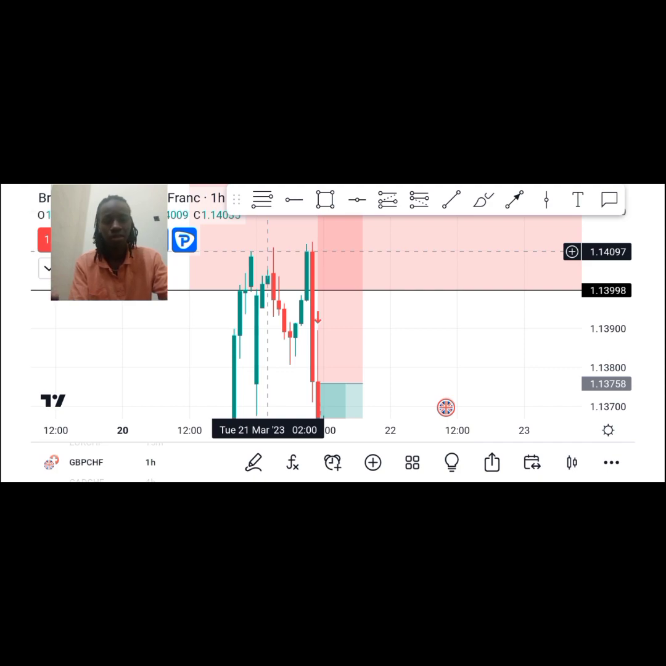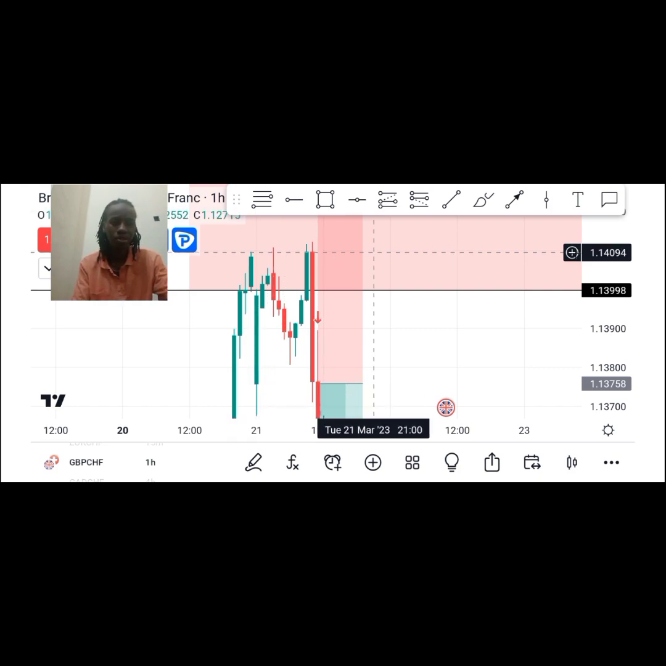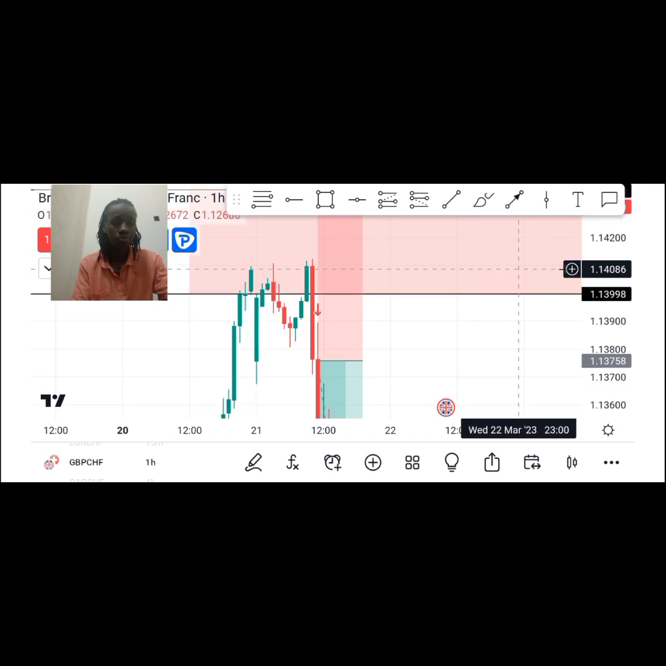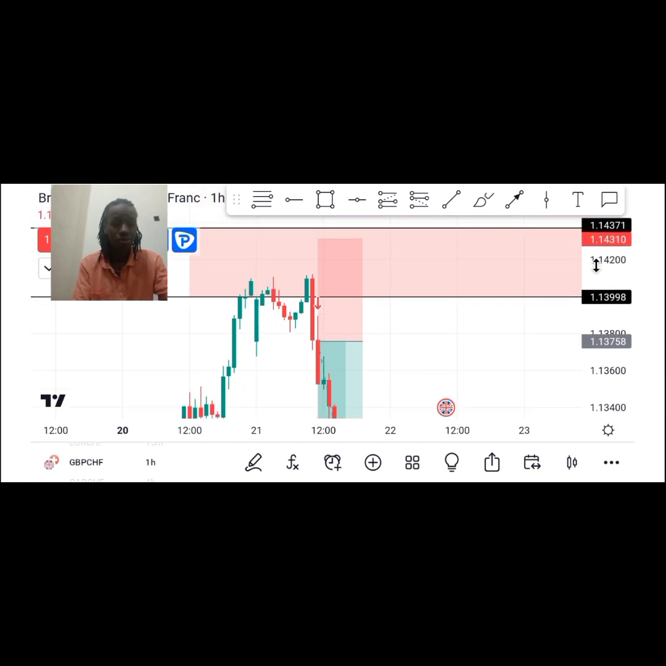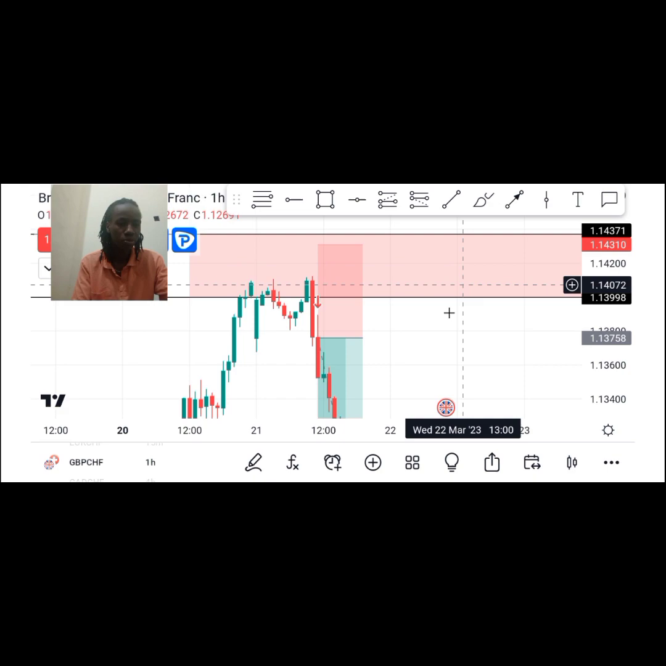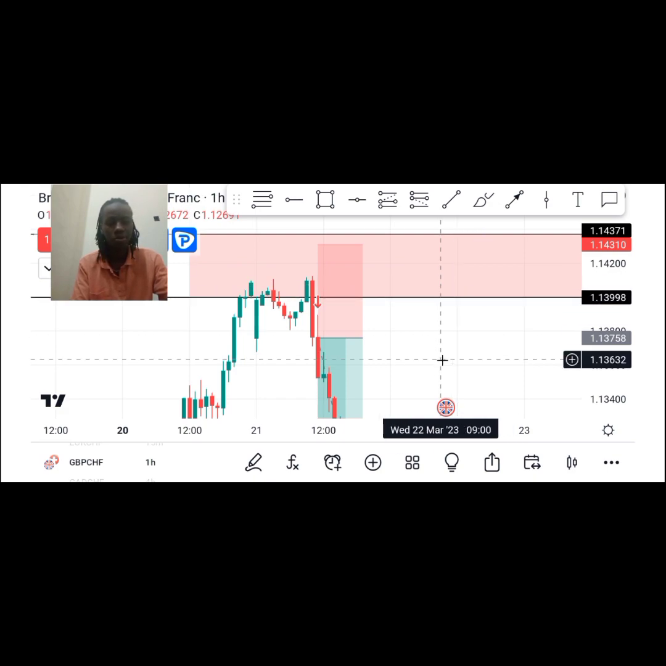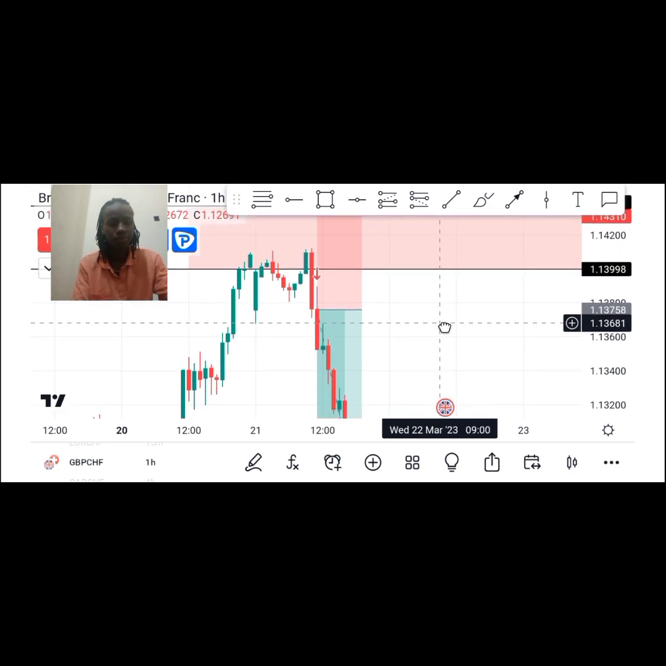So I have the way that I check my valid double tops, double bottoms, inverted head and shoulder, and head and shoulder patterns, how I put my stops, because that is a question that many people ask me. How do I put my stops? How do I put my targets?